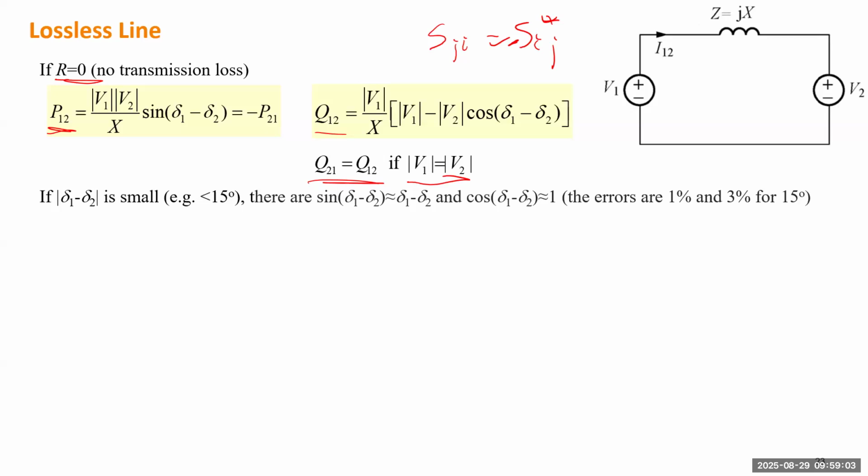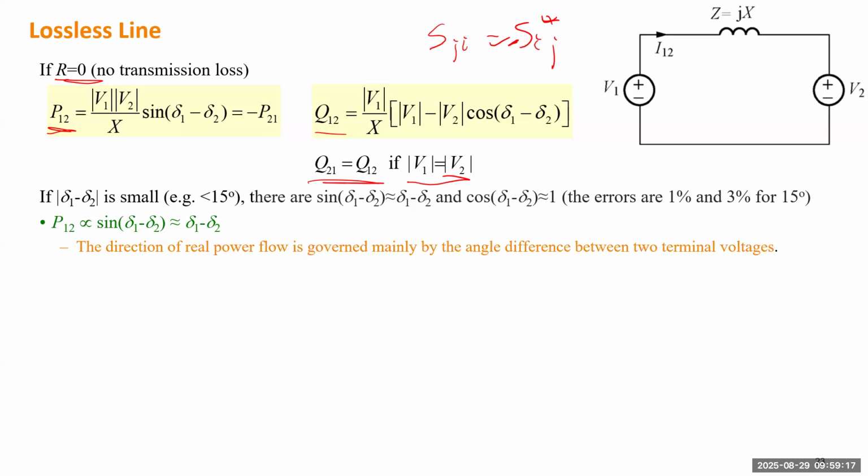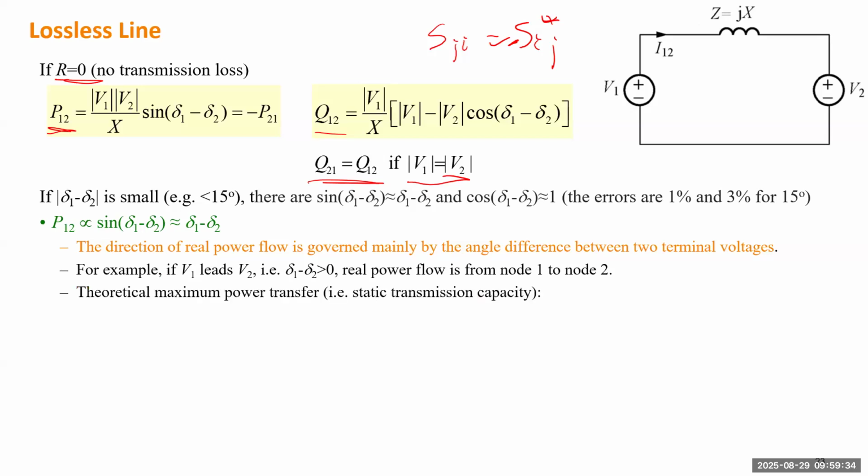If the angle difference is small, let's say less than 15 degrees, sine of the angle will be roughly that angle, and cosine of the angle will be roughly 1. So we can further simplify the formula into the following one. The active power will be proportional to the angle difference. So the direction of real power flow really depends on the angle difference, which side has the higher angle. If voltage 1 is leading voltage 2, the power flow will be from bus 1 to bus 2.